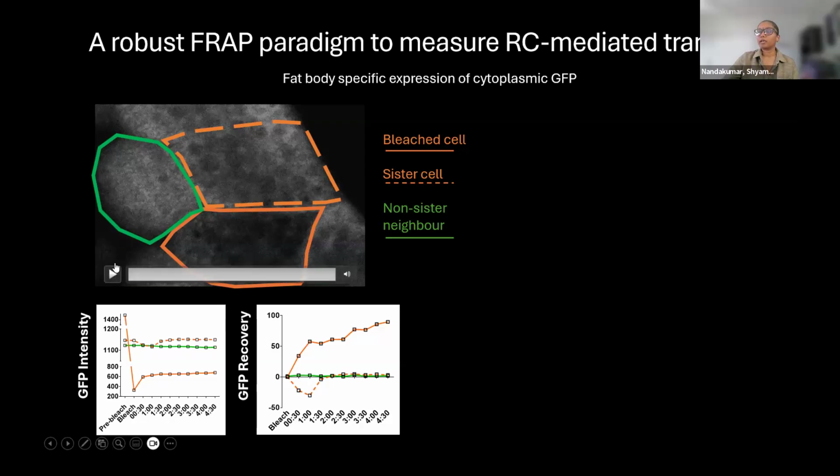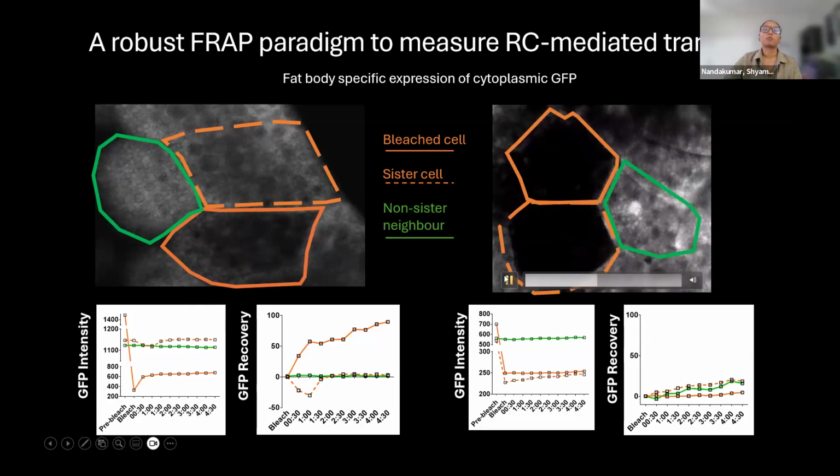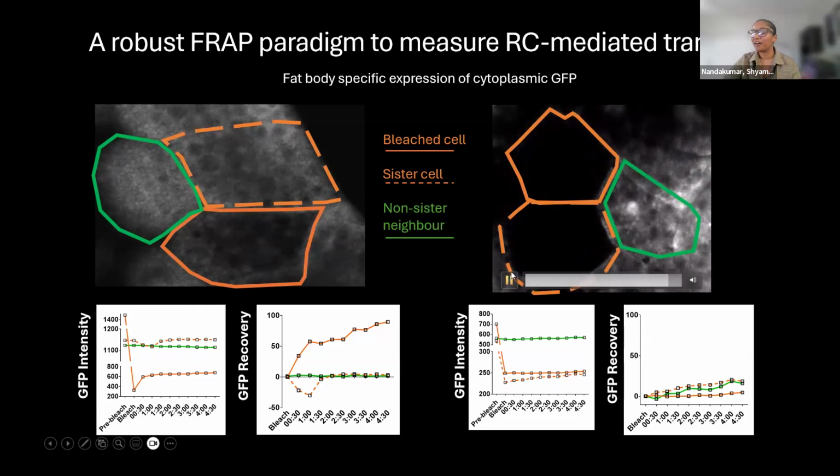So I'm just going to play that video again so you can see it quite quickly. As a control, if I bleach both sister cells, we see absolutely no recovery in fluorescence after photobleaching. So using this assay, which is just cytoplasmic GFP, as a proof of principle to show that some proteins can traverse these ring canals, I determined that this time frame is sufficient to only measure what is going through the ring canals. It's too short a time frame for any new GFP synthesis.